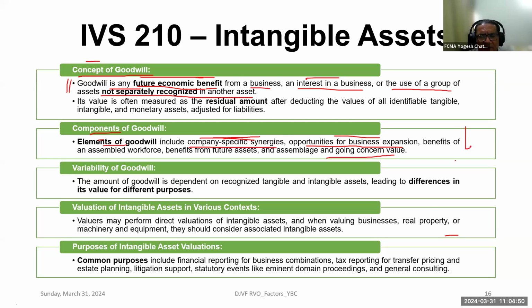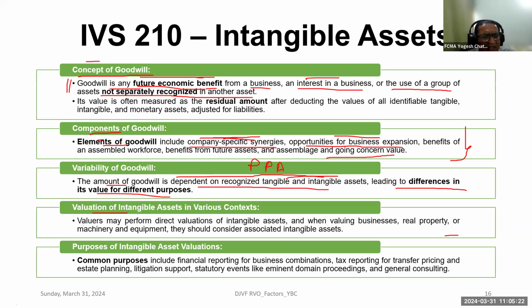All this will be part of goodwill, and the amount of goodwill will depend on the recognition of tangible and intangible assets. As we discussed in a PPA, the residual value of the purchase consideration is the goodwill. Therefore, the value of goodwill will depend on the recognized tangible and intangible assets, and that will lead to a difference in its value for a different purpose.